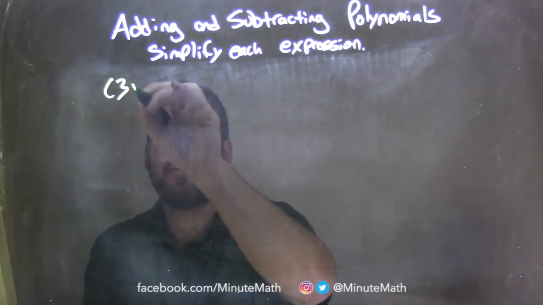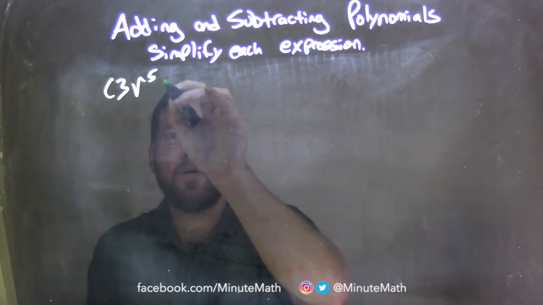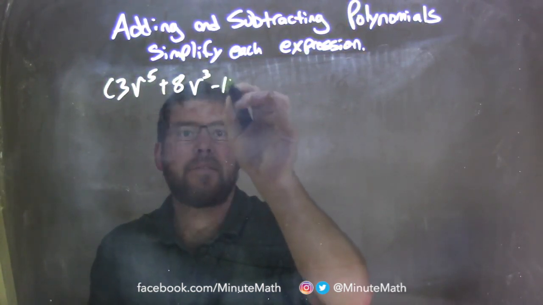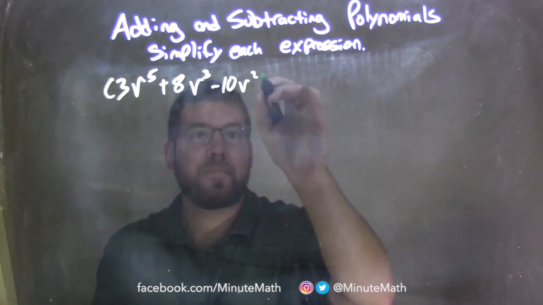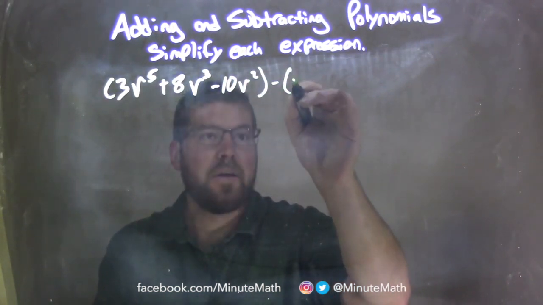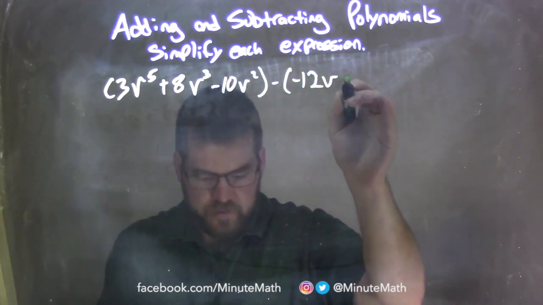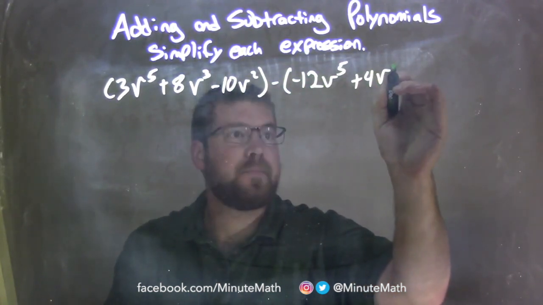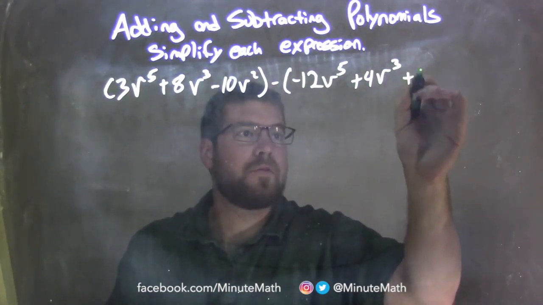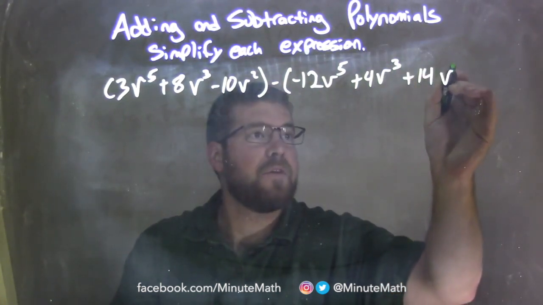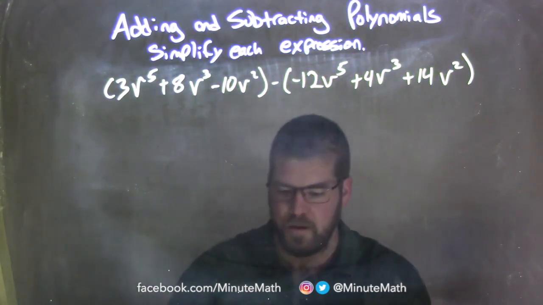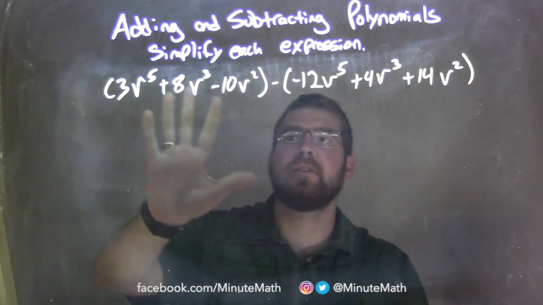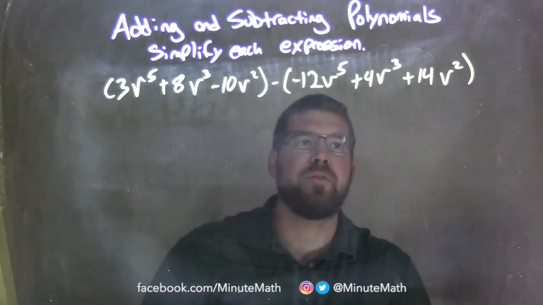3b to the fifth plus 8b to the third minus 10b squared, minus negative 12b to the fifth plus 4b to the third plus 14b squared. Okay? Well, what do I do from here? Well, first I like to simplify within each parentheses. Nothing to simplify.